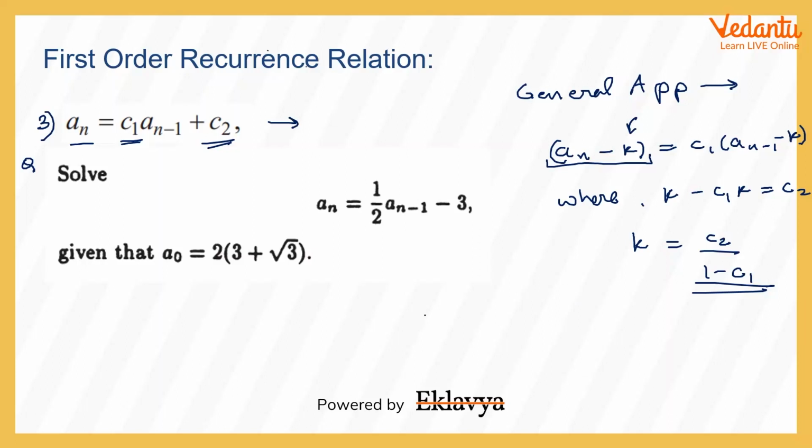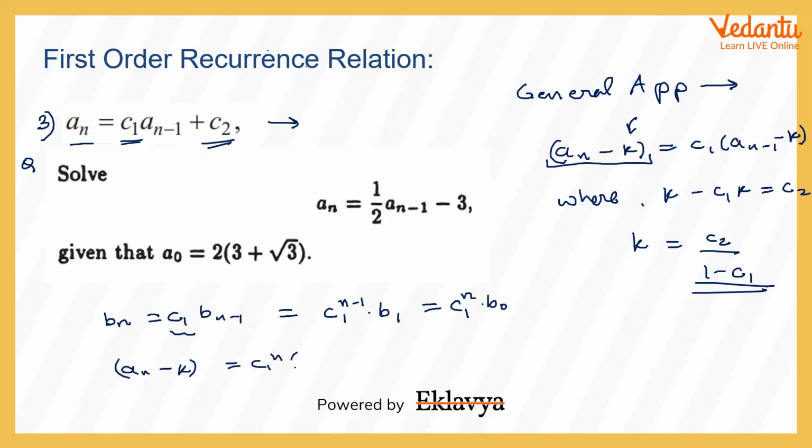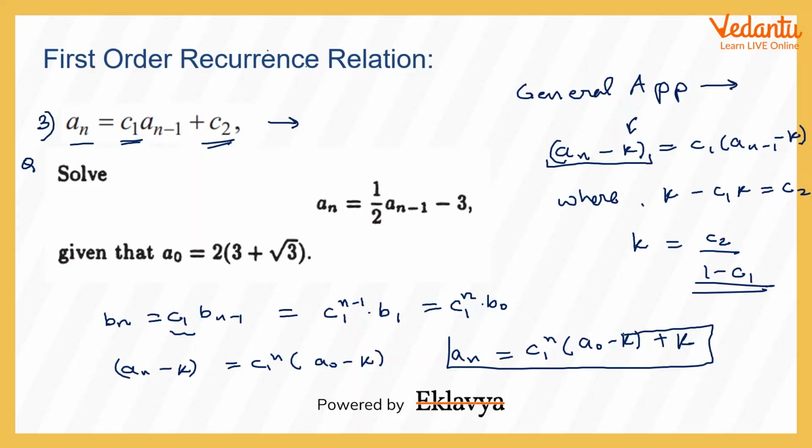Now I can take this as bn, and this will be equal to c1 into bn minus 1. So this will become a GP, isn't it? With common ratio c1. So here bn can directly be written as c1 power n minus 1 into b1, or if we know b0, then we can write this as c1 power n into b0. And here bn will be an minus k, and b0 will be a0 minus k. So the value for an will be c1 power n into a0 minus k, plus k. That will be the final answer for this kind of recurrence relation. I think that is quite logical and easy to do.